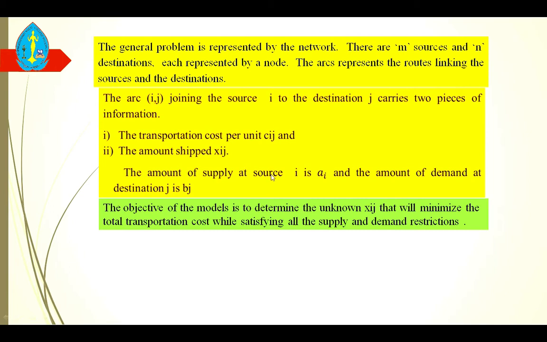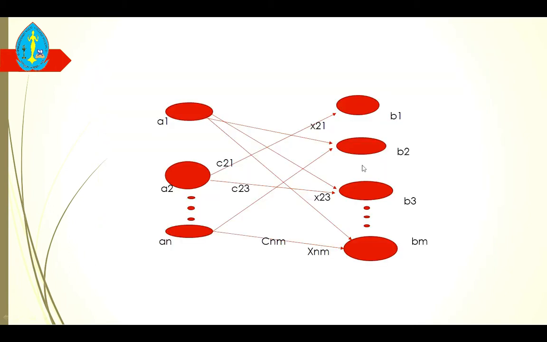The amount of supply at source i is Ai. We denote it as Ai. The amount of demand at destination j is Bj. The objective of the model is to determine the unknown Xij that will minimize the total transportation cost while satisfying all supply and demand restrictions.